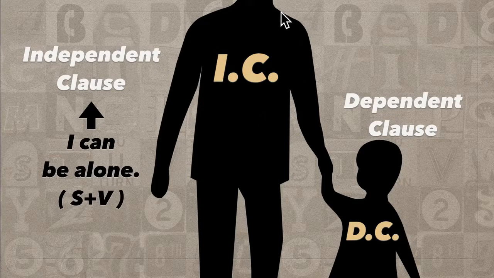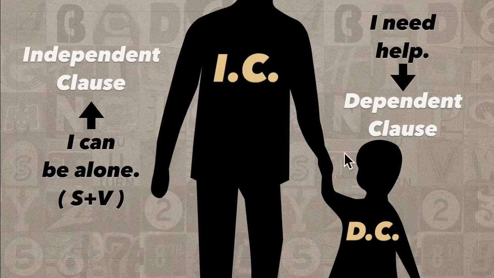Think of an adult as an independent, someone who doesn't need help from others. And in every independent clause, it includes one subject and one verb. However, dependent clauses are similar yet different. A dependent clause needs help, like a child. The child needs help from the parent, and the dependent clause needs help from an independent clause. So, we can have independent clauses alone, but we cannot have dependent clauses alone.